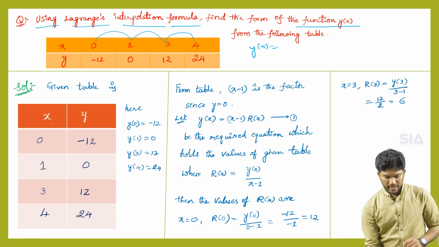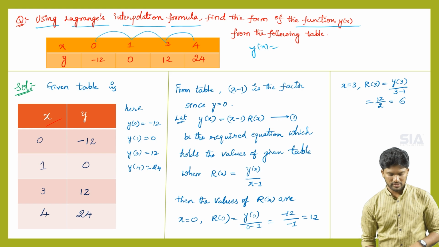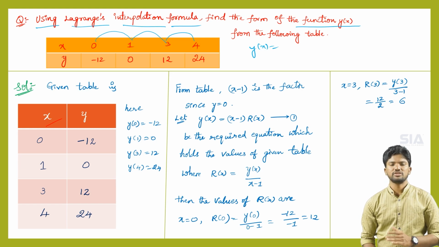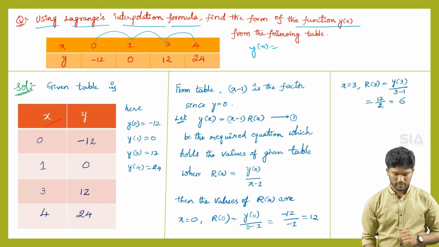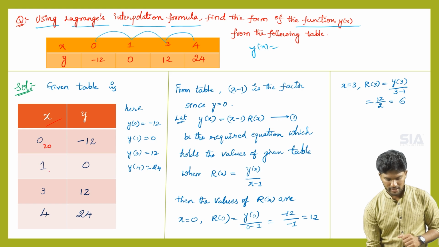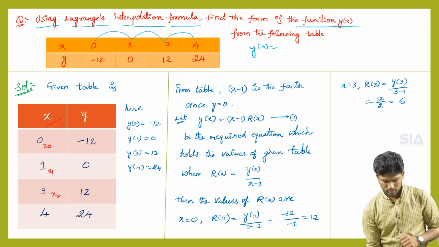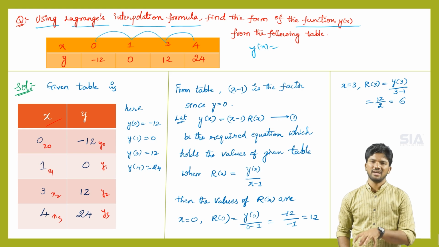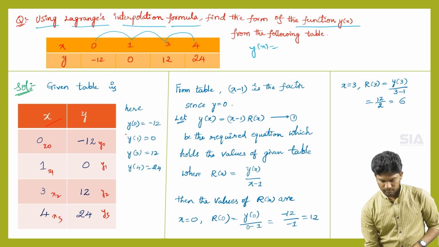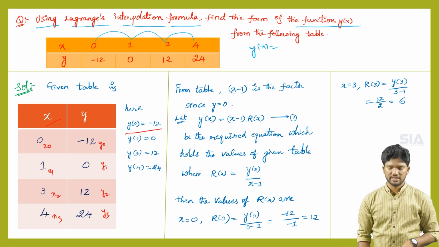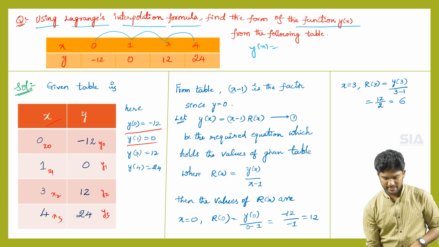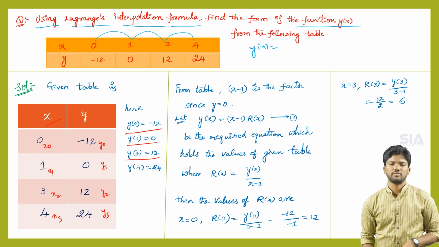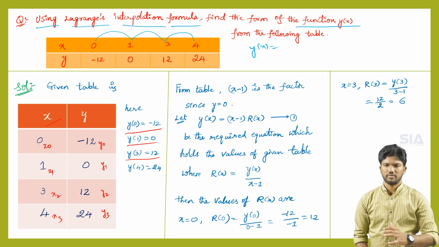The given table can be written as x values 0, 1, 3, 4 and y values minus 12, 0, 12, 24. These x values we write as x0, x1, x2, x3 and these y values as y0, y1, y2, y3, because we have to substitute those values in the formula. From the table we have y of 0 is equal to minus 12, y of 1 is equal to 0, y of 3 is equal to 12 and y of 4 is equal to 24.